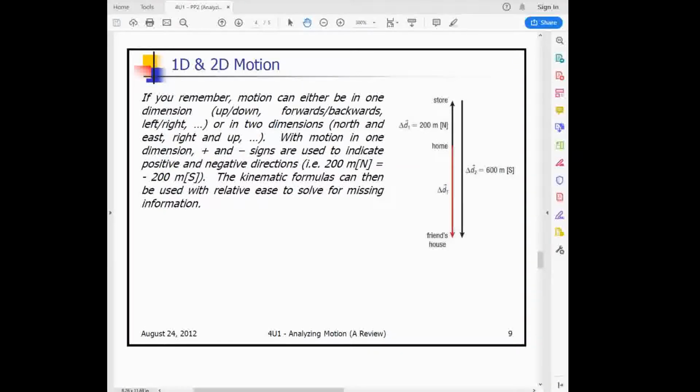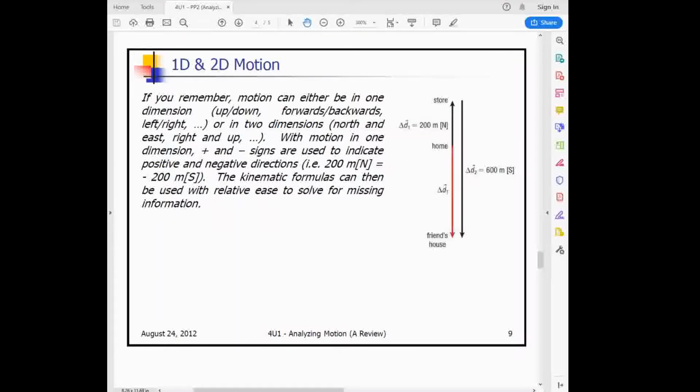So we can analyze motion in 1 dimension, 2 dimensions, or more. Let's look at 1 dimension first. So that could be up, down, forwards, backwards, left, or right. When we're looking at motion in 1 dimension, you can use a plus sign to indicate the positive direction and a negative sign to indicate the negative direction. And it's also important to list the direction of your measurements as well.